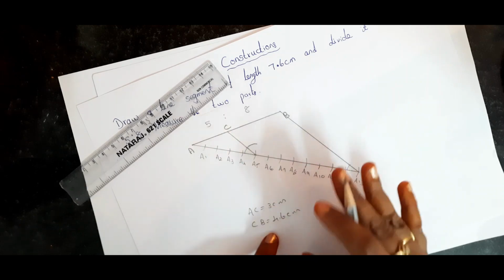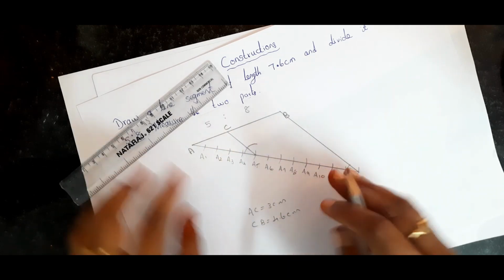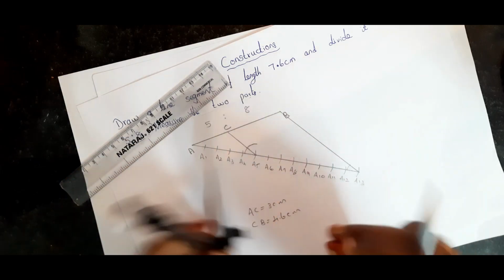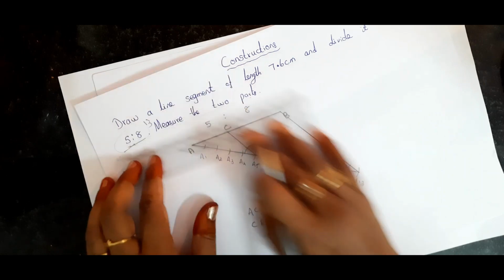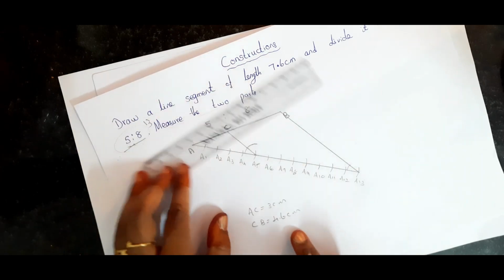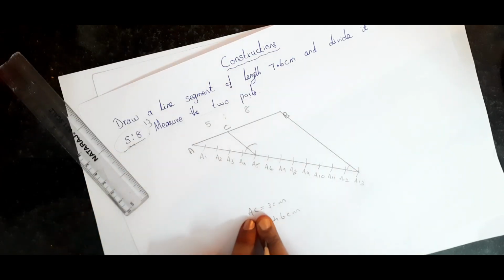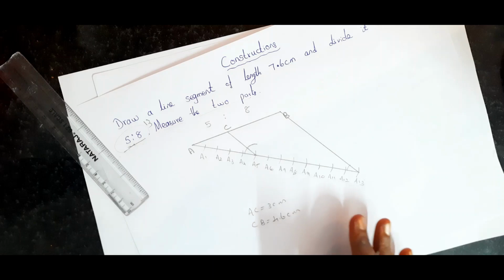That is good, correct only, okay, no issue. Why? It depends on our compass, so it will change. Slight changes there, so no issue. Whatever you got, you measure and you just write. So my measurement: AC equals 3 centimeter and CB equals 4.6 centimeter. Let me explain one more time.